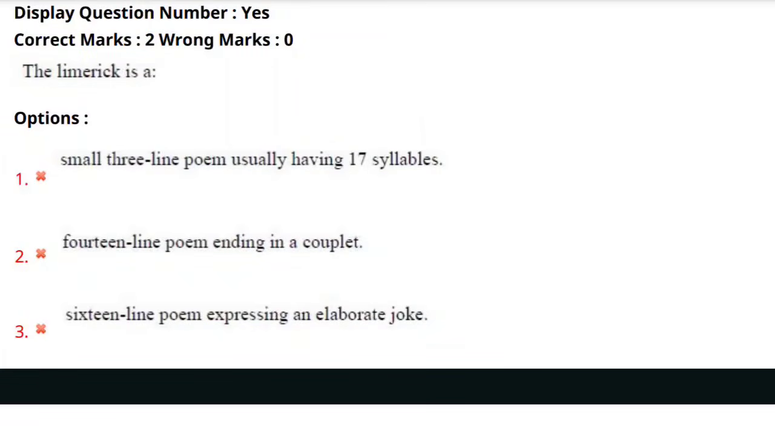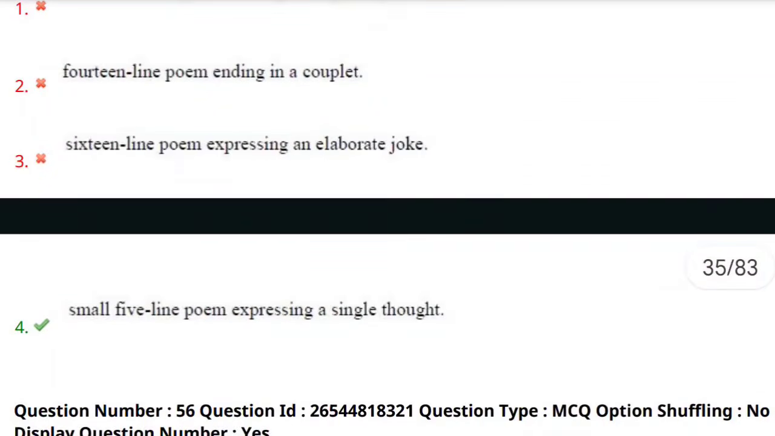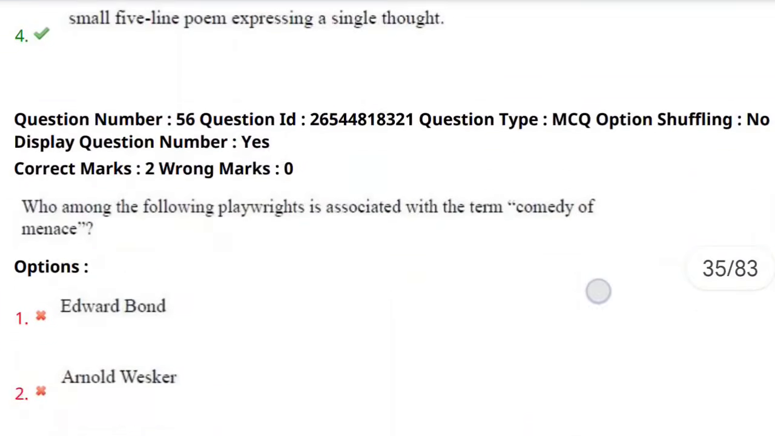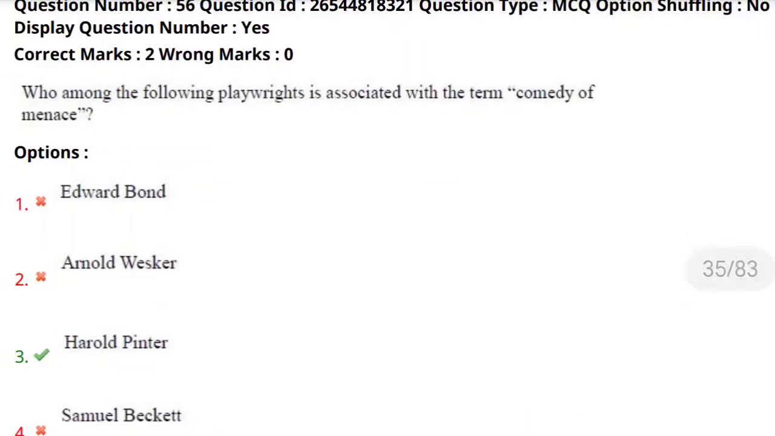And the correct answer here is the fourth option, which is limerick. The limerick is a small 5-line poem expressing a single thought. Yes. Next question. Who among the following playwrights is associated with the term comedy of menace?